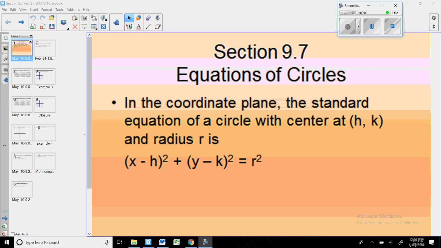Okay, today we're going to take a look at equations of circles. In a coordinate plane, a standard equation of a circle with a center at the point (h, k) and a radius of r is (x - h)² + (y - k)² = r². At this point, we'll go ahead and pause the presentation so the students have time to copy down the general equation of a circle.